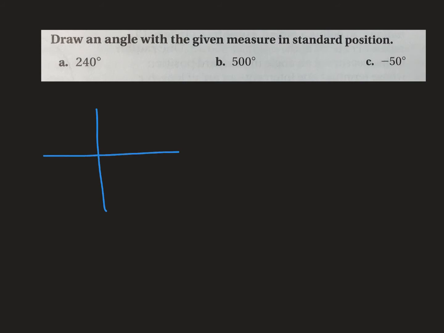Draw my little graph there. So the initial side is always on the x-axis. Remember, this represents 90. There's 180. There's 270. So I know 240 is between 180 and 270. So we're going to go this way all the way around to closer to 270 than the 180. Right there, and we're going to say that's 240 degrees, what I just drew.